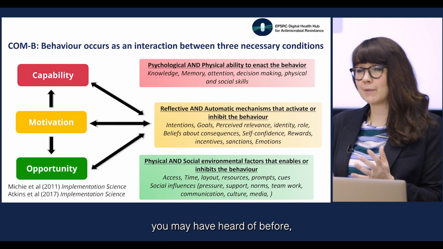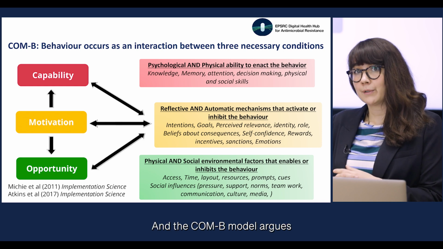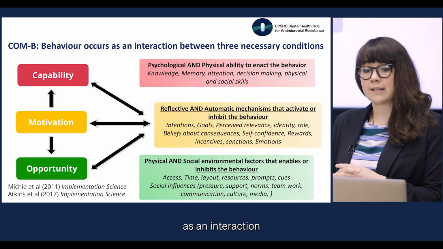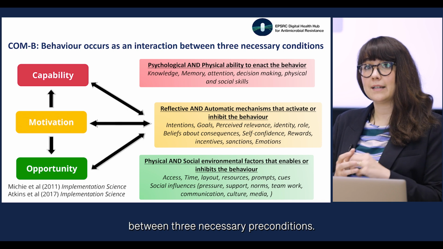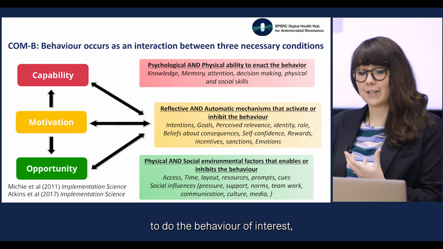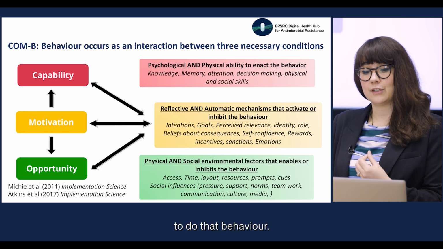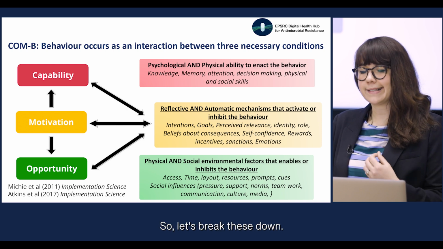So that model, which some of you may have heard of before, is the COM-B model. And the COM-B model argues that behavior occurs as an interaction between three necessary preconditions. In order for someone to do the behavior of interest, they must have the capability, opportunity, and motivation to do that behavior. So let's break these down.